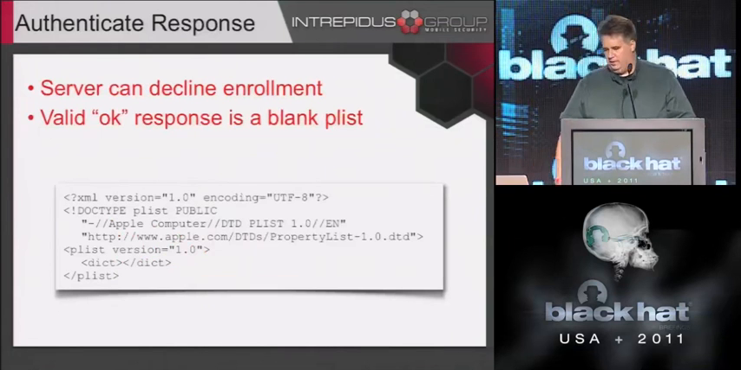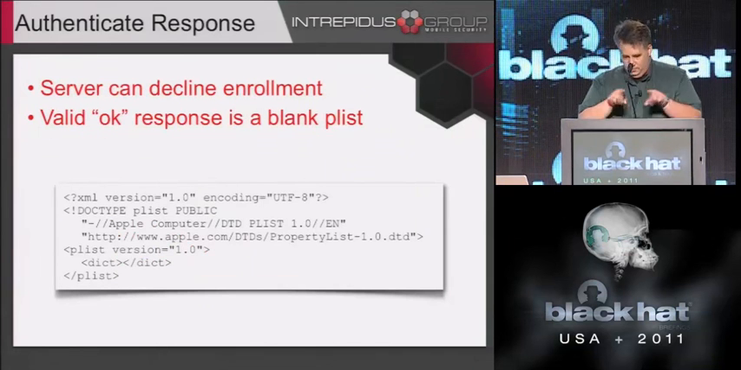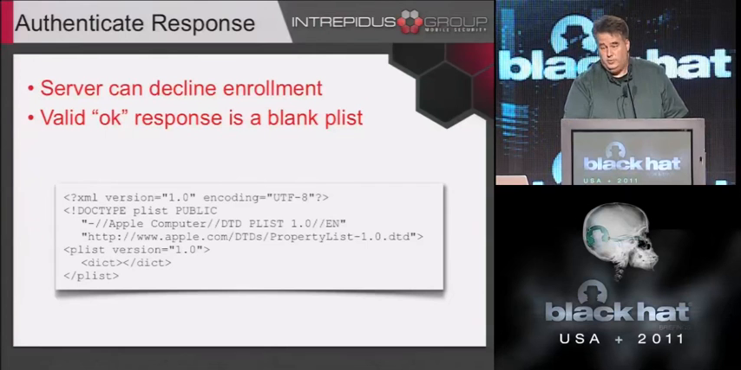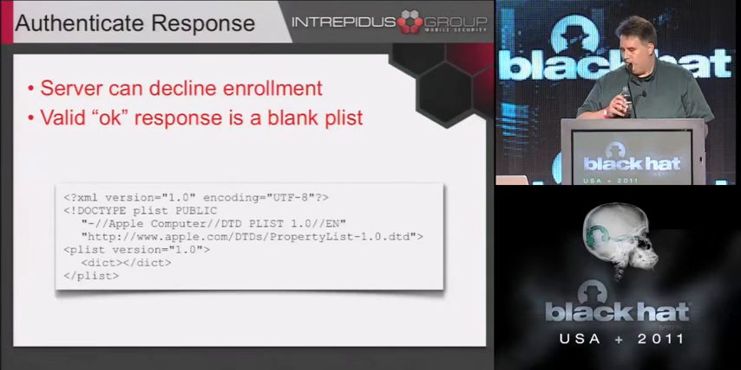And the server can decline enrollment, or it can send back just a blank plist, just a blank property list file, and that's all you see right here. It's just a simple XML structure with a little empty dictionary tags in the middle there. And that's accepted by the device as a valid OK response. I'm sure there's probably an actual official response that's supposed to be sent, but this works too.